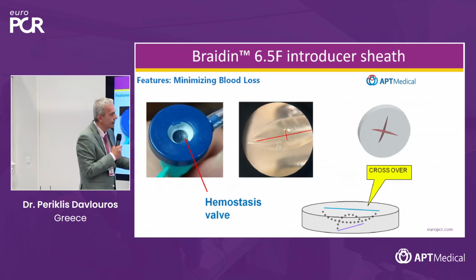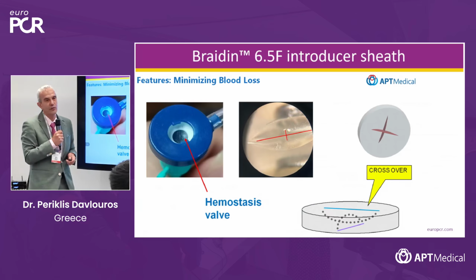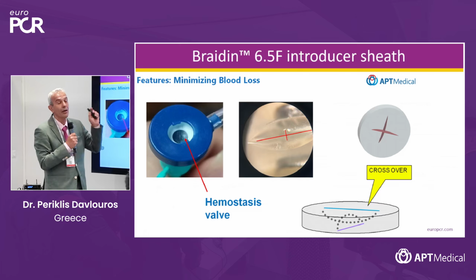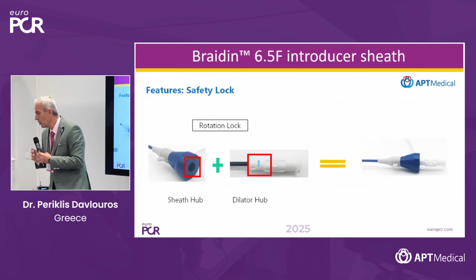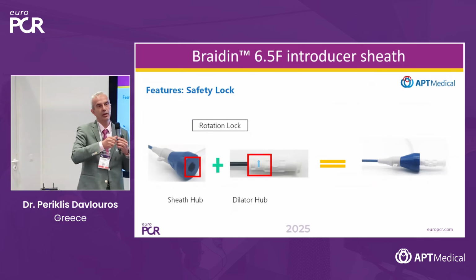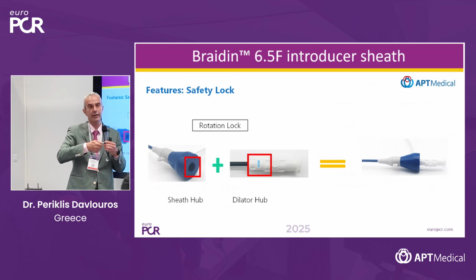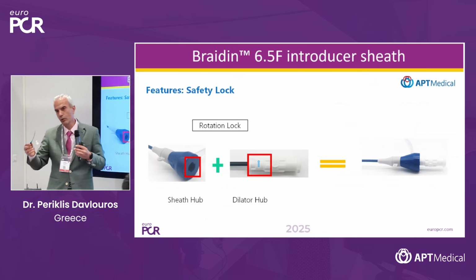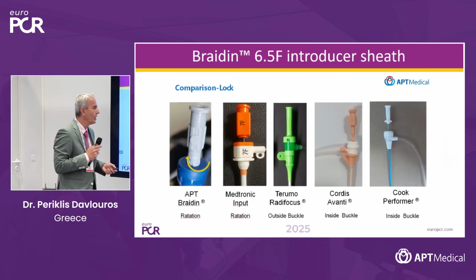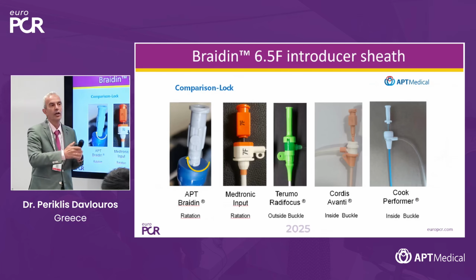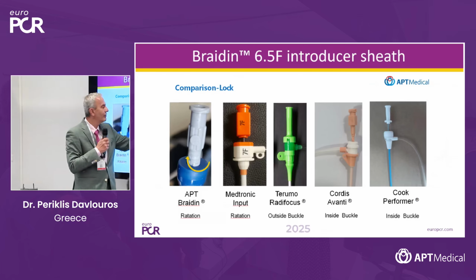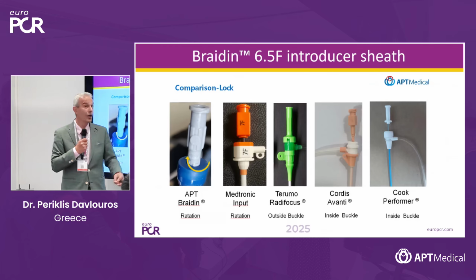Another innovation is the double crossover nature of its valve. You see it here, which minimizes blood loss, along with a dilator which is locking. It has a locking system on the sheath. You lock it like this, you unlock it like this, and take it out, and it usually never destroys the valve, and you don't lose any blood, which is very important because, as you know, many sheaths in the market have the inside buckle or the outside buckle, and when you take out the dilator, sometimes the valve is destroyed, and then you lose blood, and you have to change the sheath.